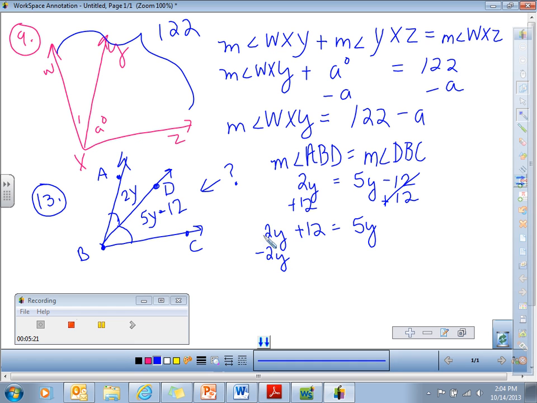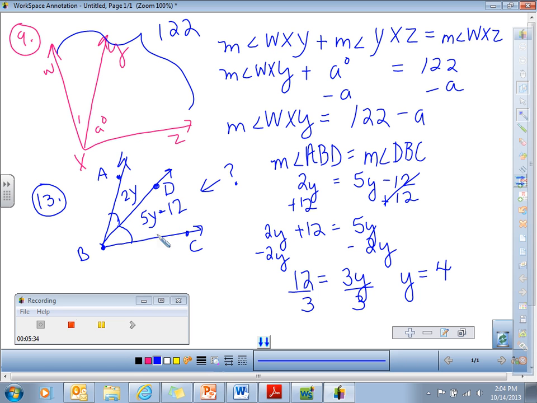It's being added, so we subtract 2y from both sides. That's 3y. So you get 12 is equal to 5y minus 2y, which is 3y. 12 equals 3y. Divide both sides by 3, good. And y is equal to 4. So y is equal to 4, and we want to know the measure of this angle.